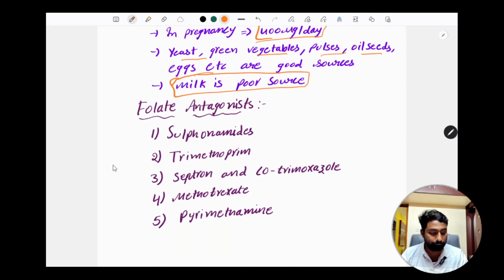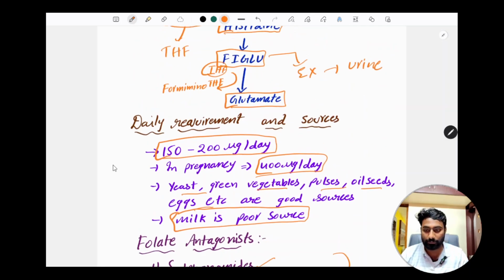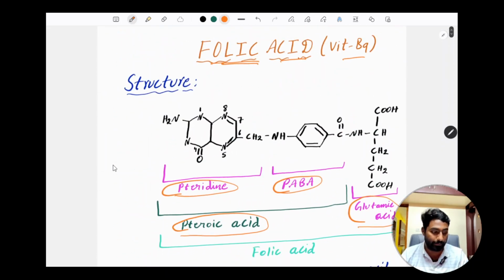Now, there are a few drugs which act as folate antagonists. What are these drugs? They are sulfonamides, trimethoprim, Septran and cotrimoxazole, methotrexate, and pyrimethamine. Pyrimethamine is used as an anti-malarial drug. So this is all about your folic acid, students, B9. Thank you.